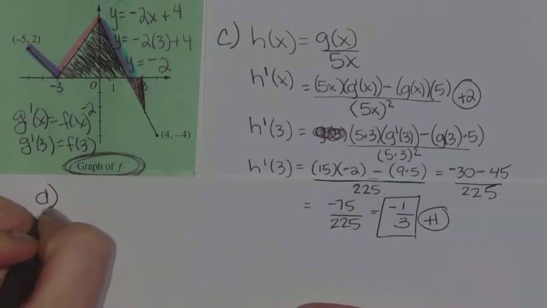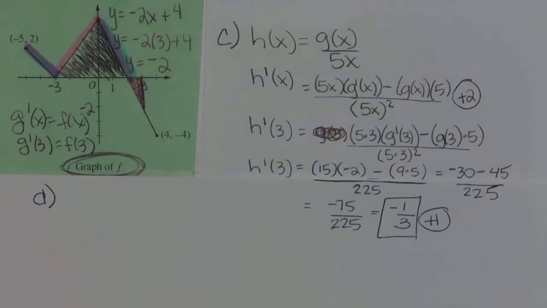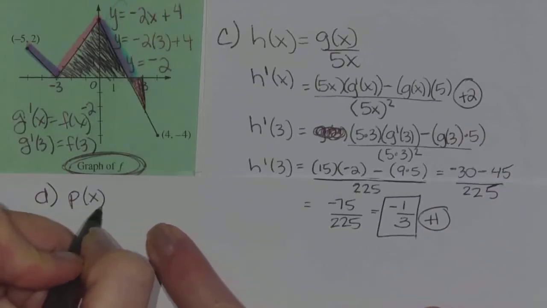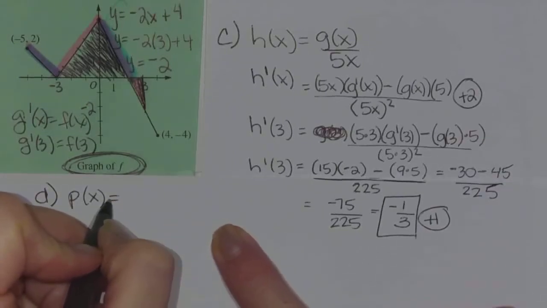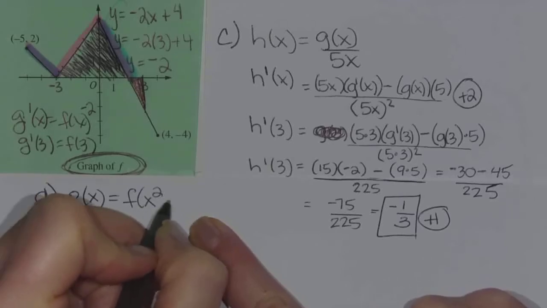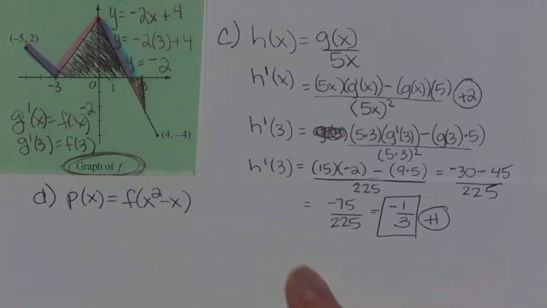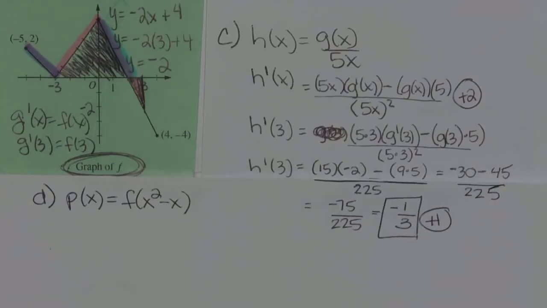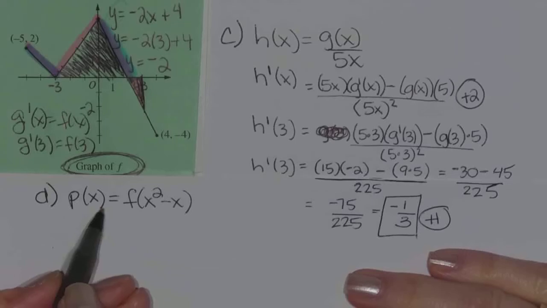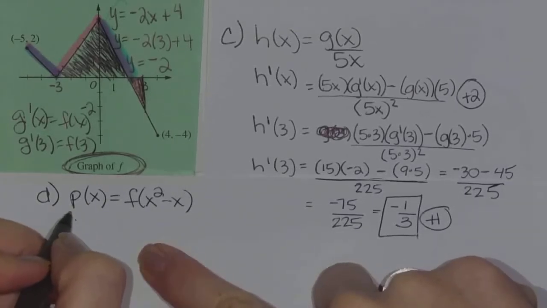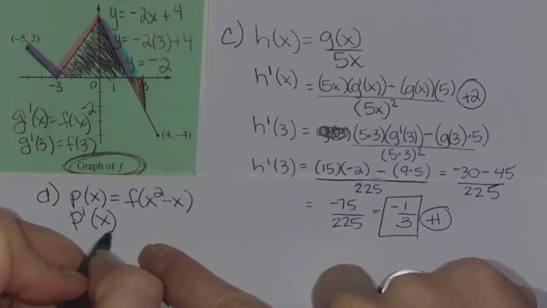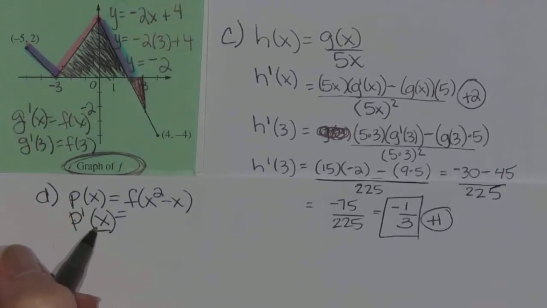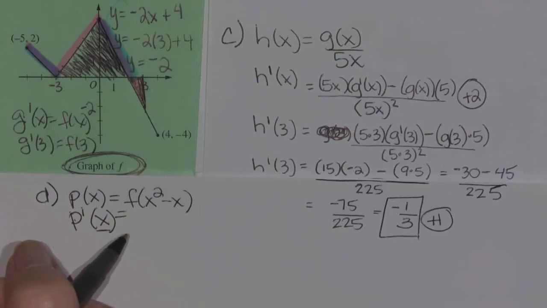Letter D. Letter D says, the function p is defined by p of x equals f of x squared minus x. They want me to find the slope of the tangent line to p when x is -1. Well, in order to find slope, I need p prime. So let's get that straight right off the bat. I need p prime. This is going to give me my slope of the tangent line anywhere. After I get p prime, I'll substitute -1 in for x.